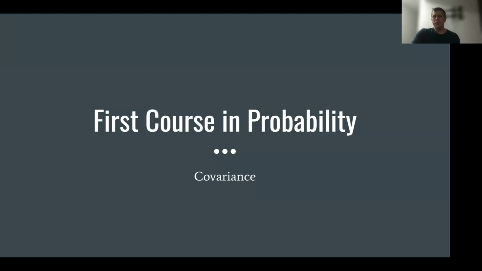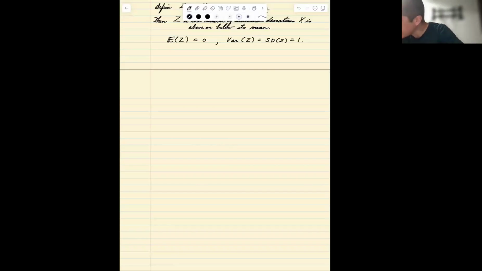All right. We talked about mean, we talked about standard deviation. Let's talk now about covariance. The context in which I'm going to introduce the concept of covariance is in terms of sums of random variables. So let's consider sums of random variables, two different random variables.